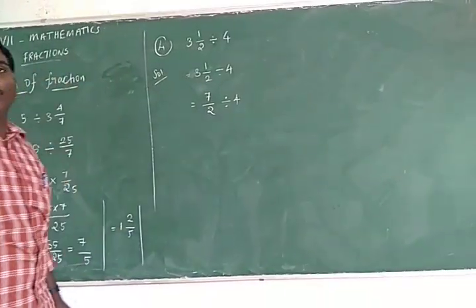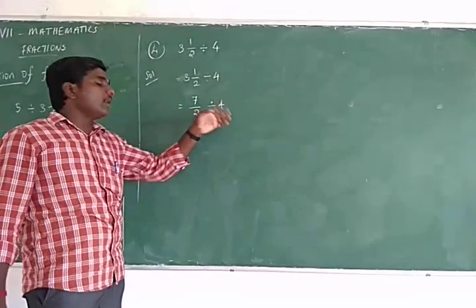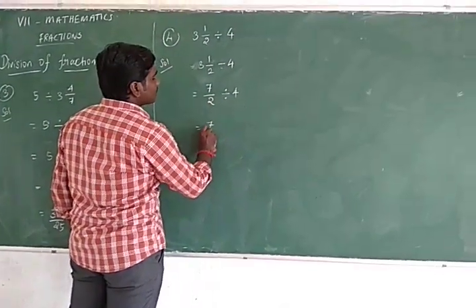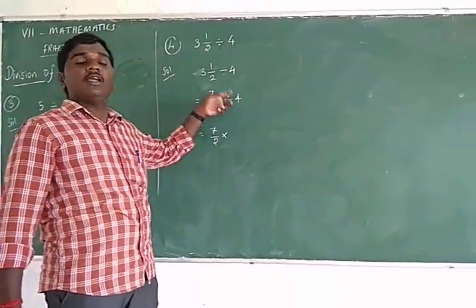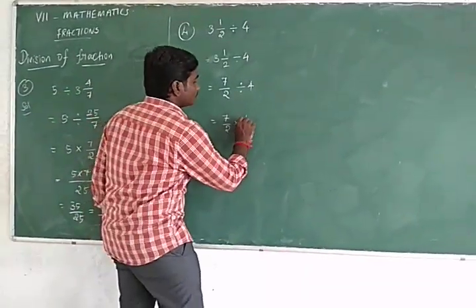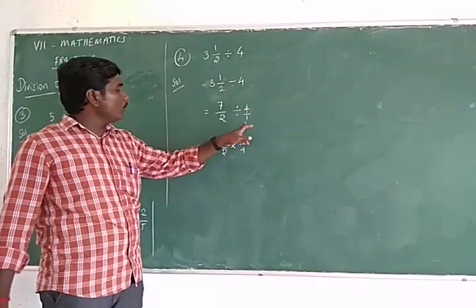Now, fraction divided by a whole number. First keep the dividend 7 by 2, and multiply with the reciprocal of the divisor. What is the divisor? 4. What is the reciprocal of 4? 4 by 1, so the reciprocal is 1 by 4.